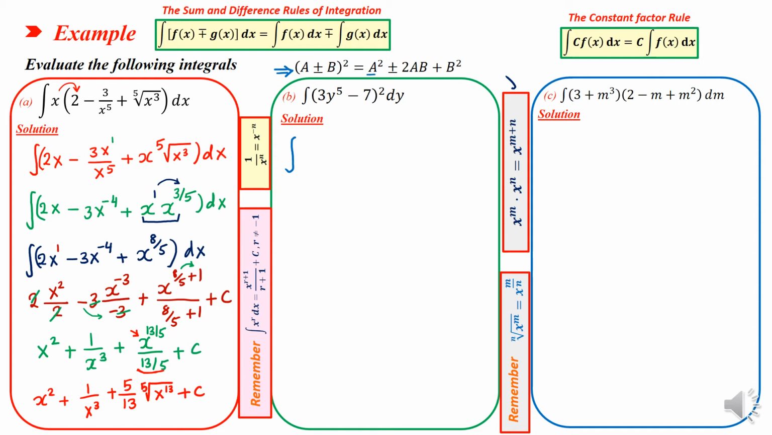So you will get the first term squared, so (3y to the 5th power) squared. Since we have negative here, you have to put minus 2 multiplied by the first term multiplied by the second term. So you'll get 3y to the 5th power multiplied by 7, then plus b squared, which is the second term squared. Pay attention that the variable in this integration is y, so dy.